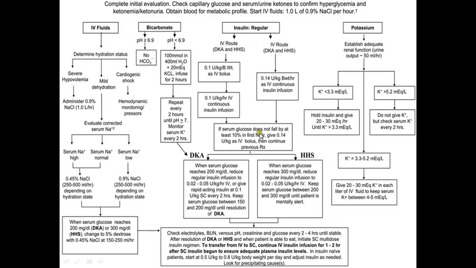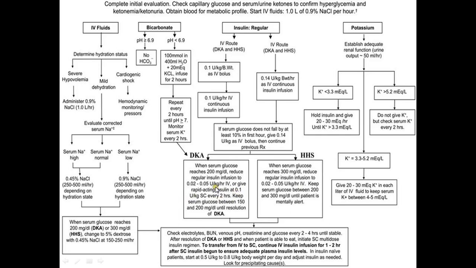If serum glucose does not fall by at least 10% in the first hour, give 0.14 units per kg as IV bolus, and then continue the previous treatment. So you can keep on giving them bolus, or you can increase the dose of the infusion. In DKA, when serum glucose reaches 200, and in HHS when it reaches 300, reduce the infusion rate to 0.02 to 0.05 units per kg per hour, or give rapid acting insulin at 0.1 every 2 hours.